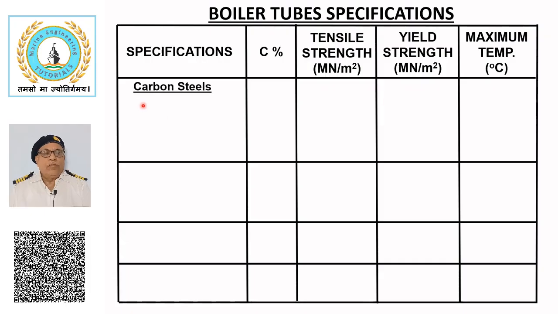Carbon steels. Low tensile steel. Low tensile steel with carbon less than 0.8% has average yield strength of 179 meganewton per meter square at an average temperature of 510 degrees Celsius, provides good ductility, weldability and permeability.